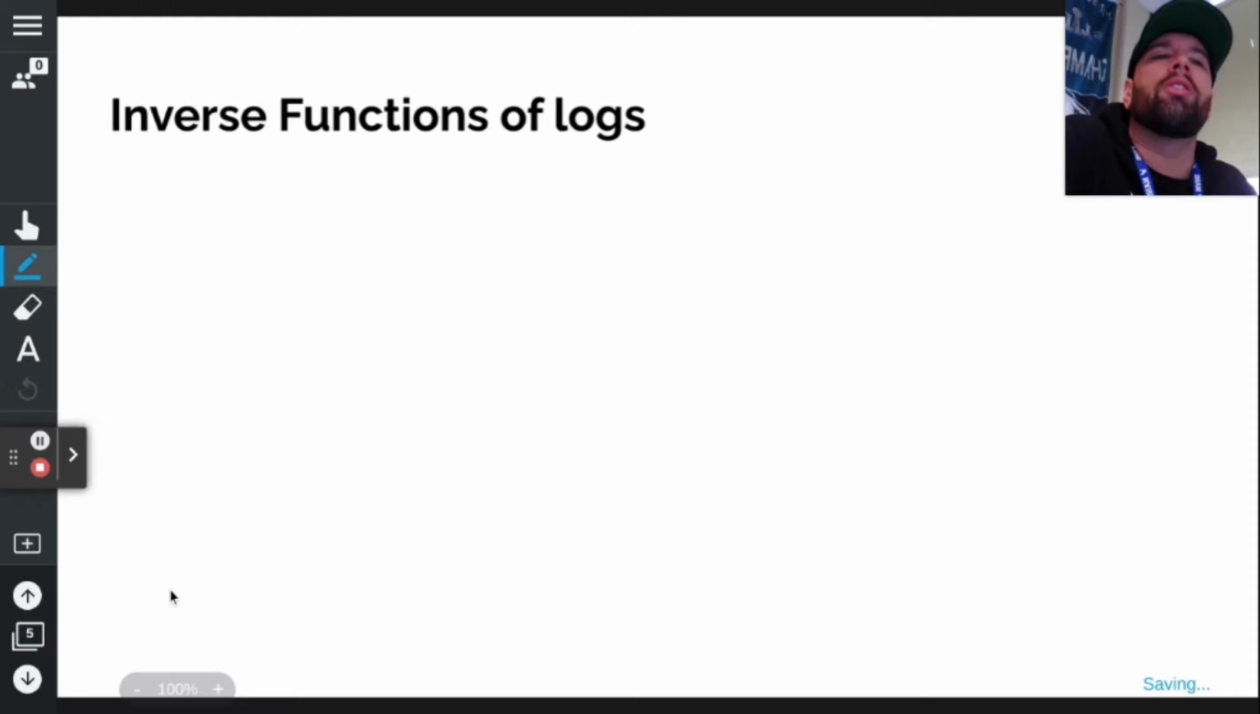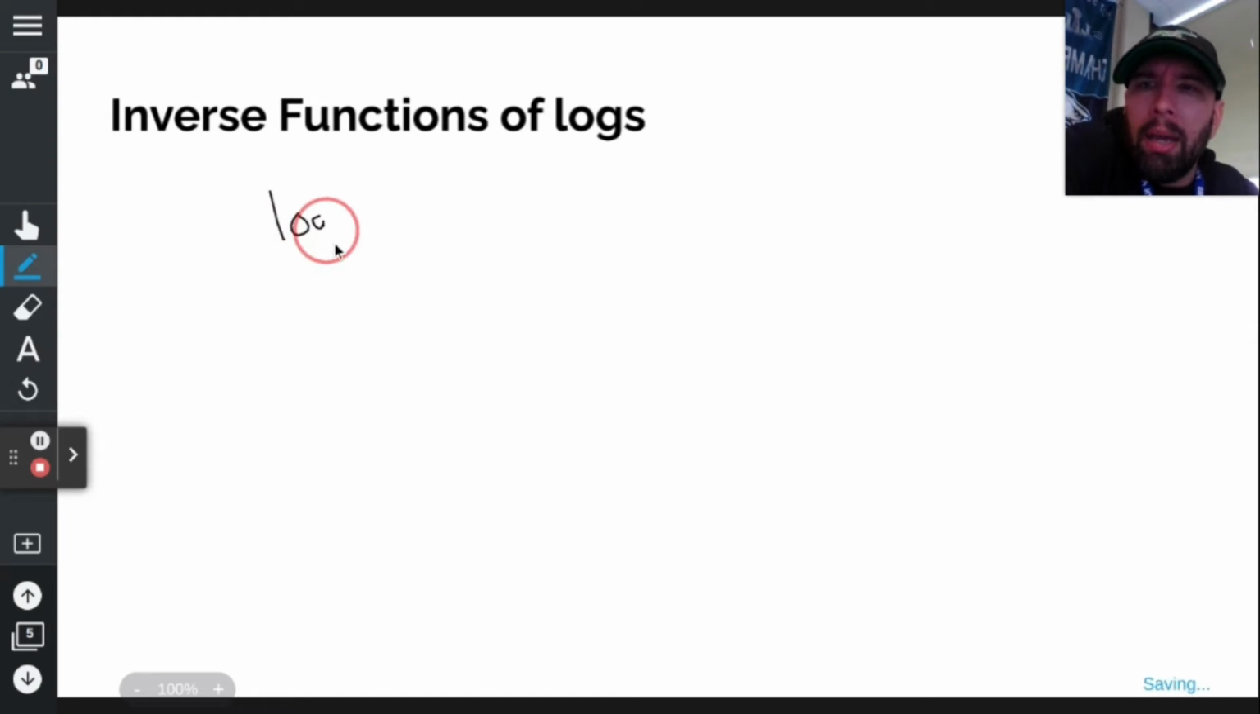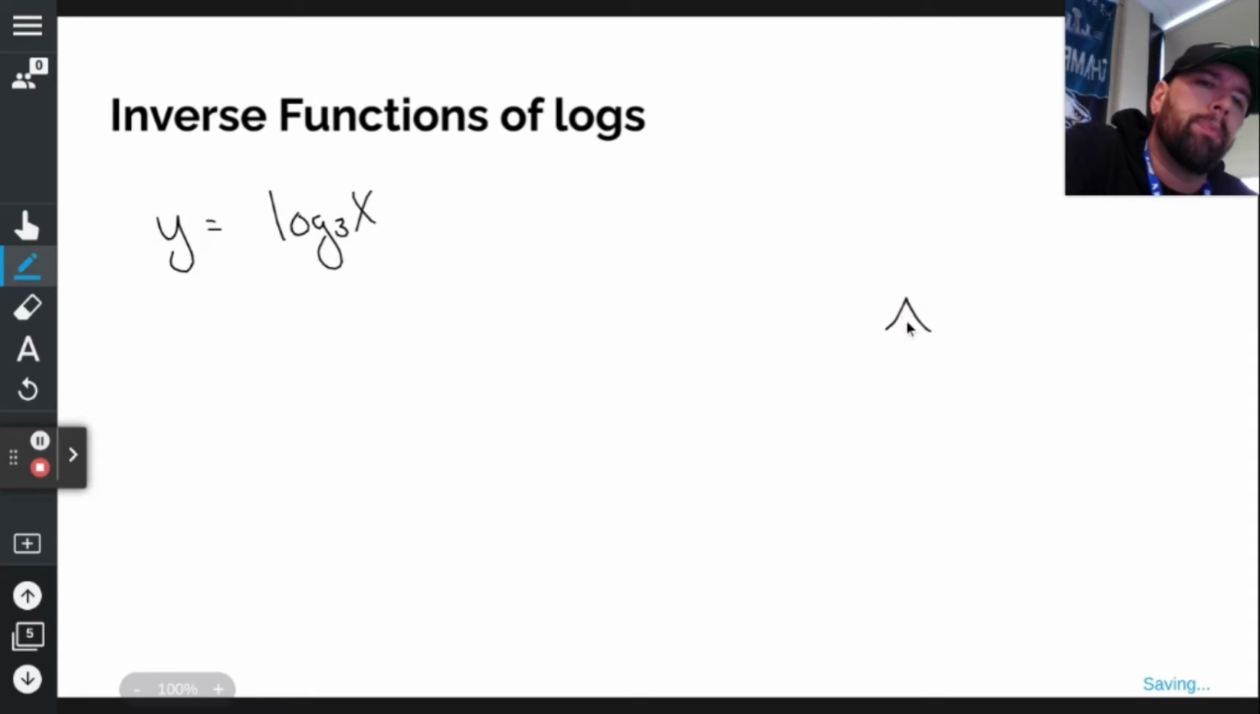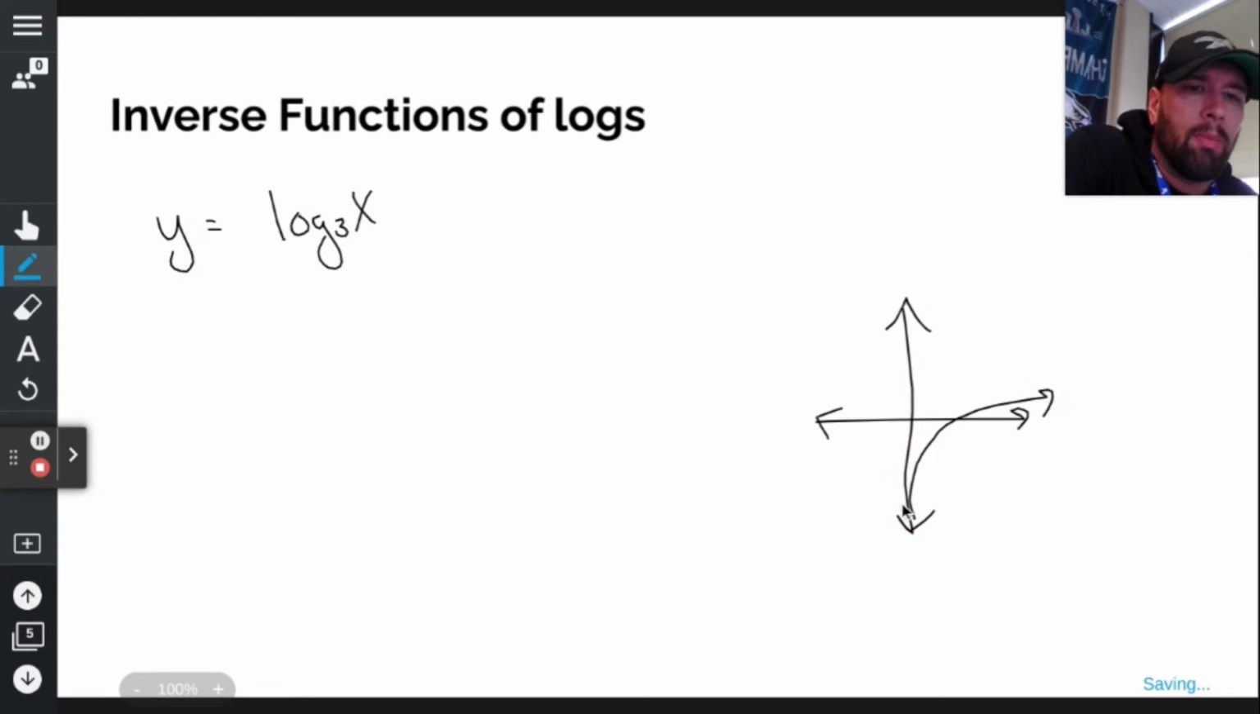Inverse functions of logs. I brought this up accidentally. But if I were to give you y equals log base 3 of x, we know what that looks like. As gross as it looks, it's going to look something like this. When you have an inverse, and I ask you to find the inverse of this guy, the way you find an inverse of anything is you first swap the x and the y.